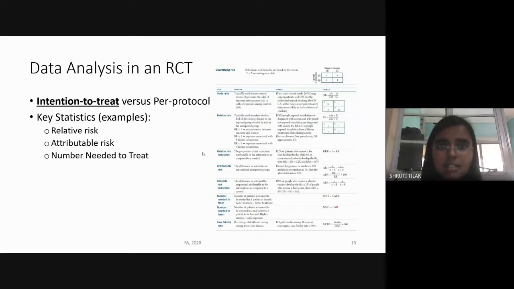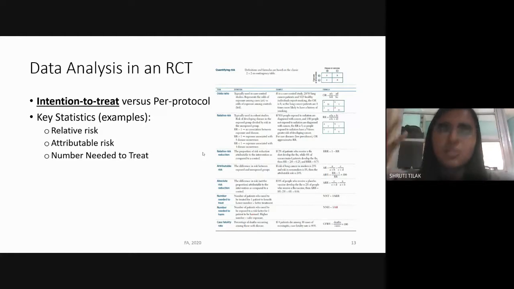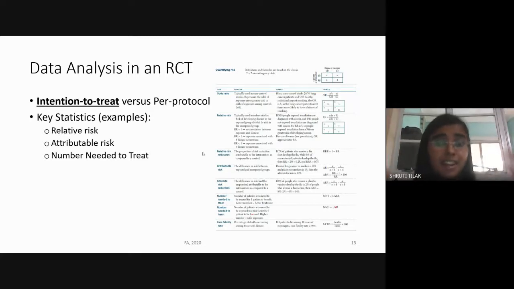Intention to treat analysis versus per protocol analysis. To give you some background, in an RCT, a lot of the times, what you planned out beforehand in your protocol may or may not happen absolutely in the same way that you want it to.